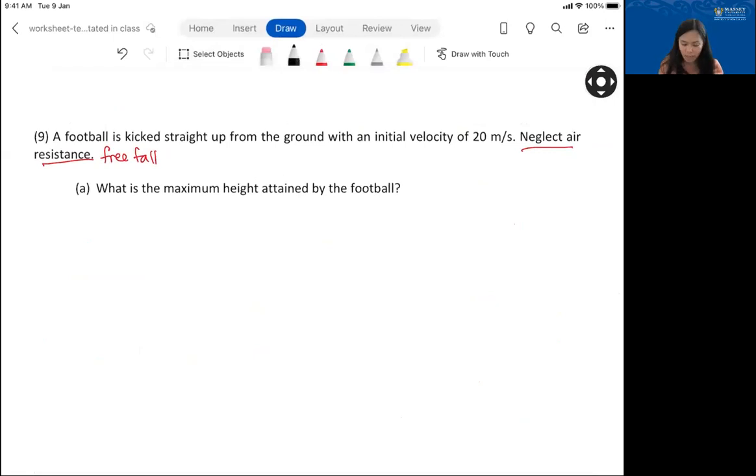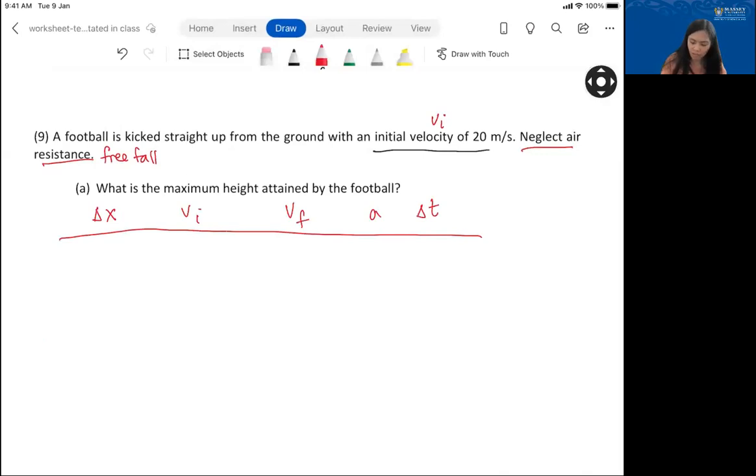Okay, so let's go back to question 9. It's a free fall problem. And what we're only given is the initial velocity VI, that's 20 meters per second. And we want to find the maximum height. So again, a free fall problem is a kinematic equation problem. I would really recommend filling out this table of facts. It makes things simpler. Initial velocity is not 0 this time, it's 20 meters per second.